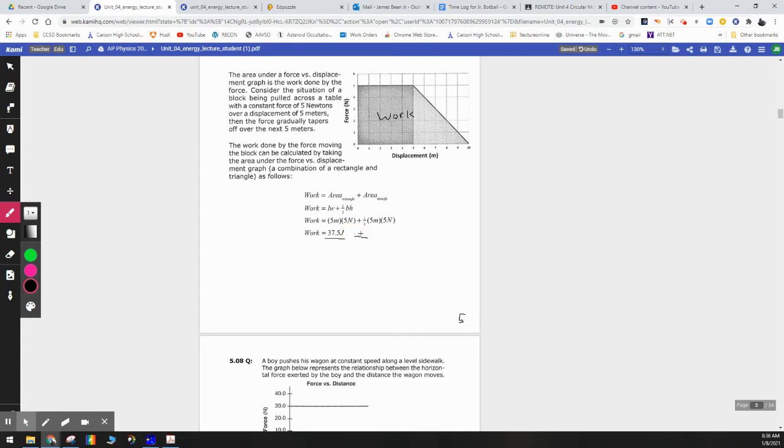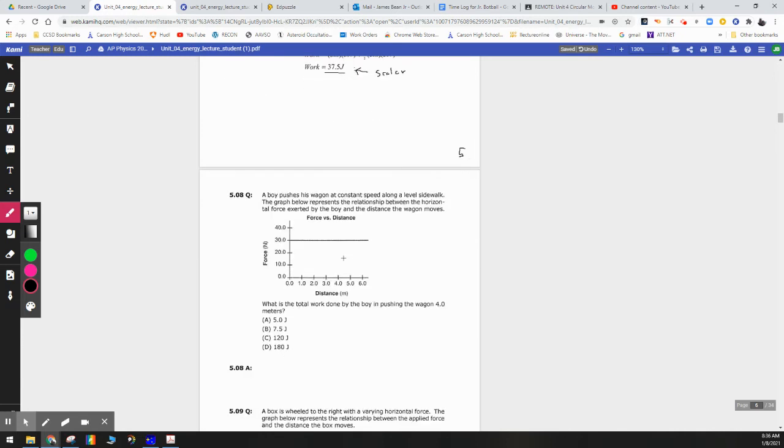And just to reiterate, work is a scalar quantity. It's not a vector, it's magnitude only. The negative sign only comes in if you're talking about work done by you or against you or something of that nature. But we'll get into that momentarily.